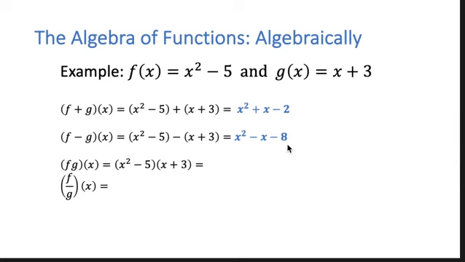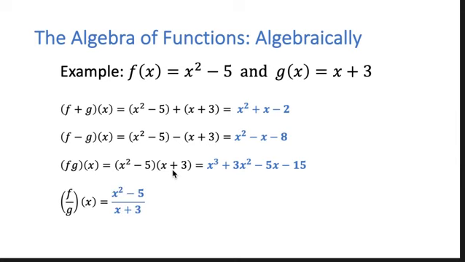Okay, f times g of x is next. So x squared minus 5 times x plus 3 is equal to x cubed plus 3x squared minus 5x minus 15. Remember to do FOIL there, first, outer, inner, last. And lastly, we have the division, x squared minus 5 divided by x plus 3. And that's all you do with that. There's nothing more to do. That's the answer.